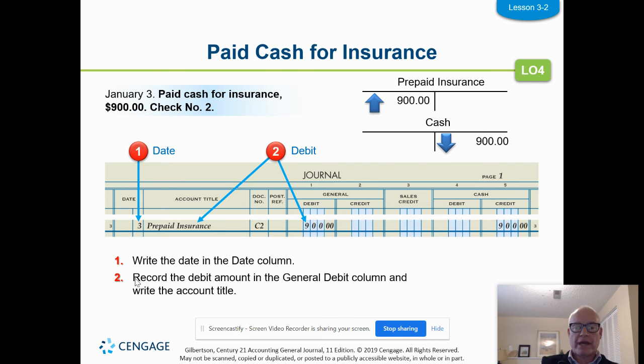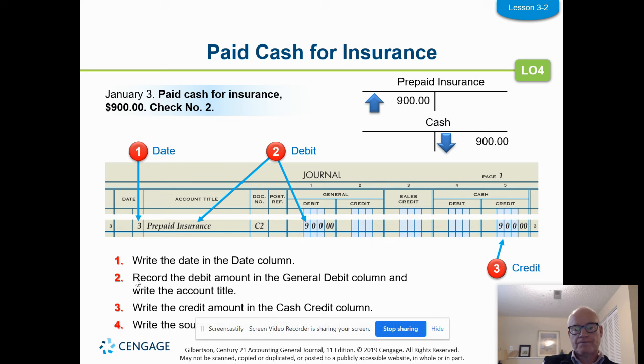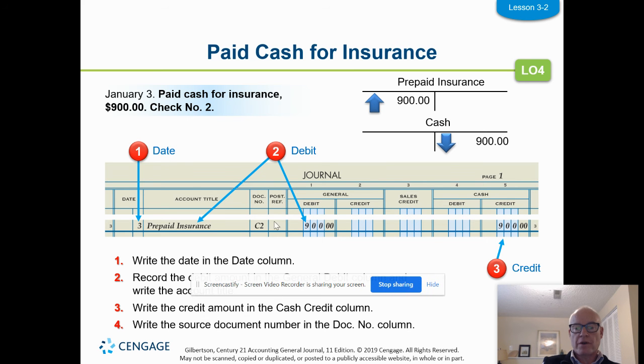So there's our debit. We put in account title prepaid insurance because it's going into the general debit column. Every time we put something in the debit or credit for the general columns, we have to put in the account title. We have a credit to cash, $900. We already have a special column for credit to cash. And then we write, let's drag that out of the way, the source document number in the document number column, C2, which will be our step 4. So put in the date, the debit, the credit, and the source document. Those are our 4 steps.